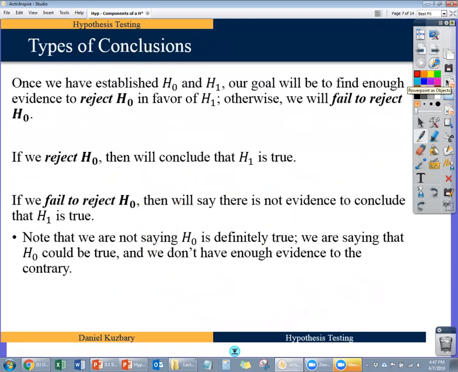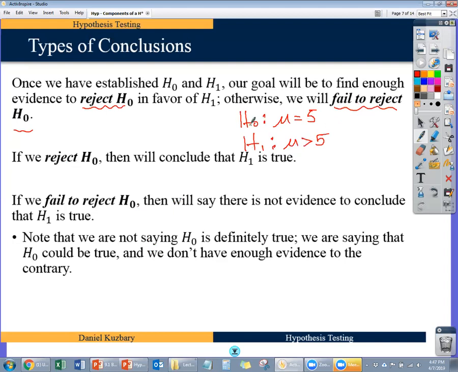Now, based on the evidence from our test, which we're not doing in this video, we're going to draw two kinds of conclusions based on our hypothesis. Either we're going to have enough evidence to reject H naught, or we're going to fail to reject it. So let me draw a picture real quick. Let's say we think mu is 5. The alternative is going to be mu is bigger than 5. I just made it up.